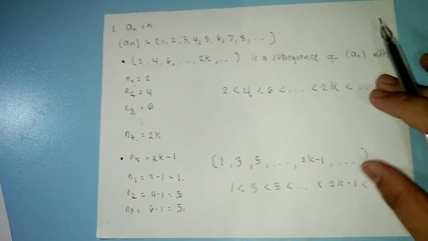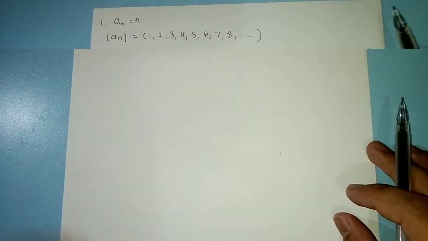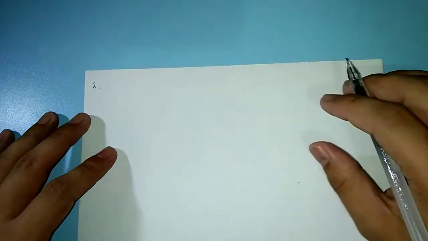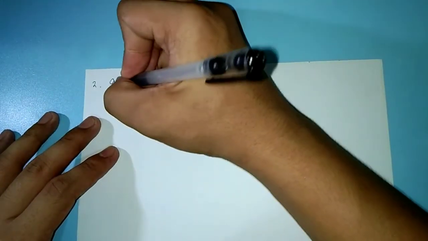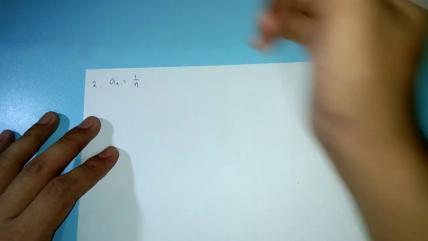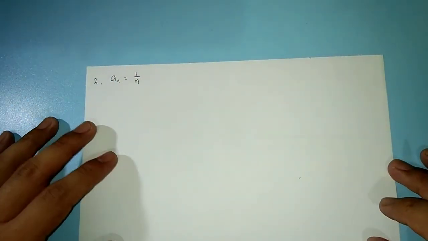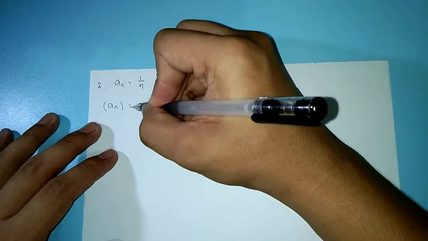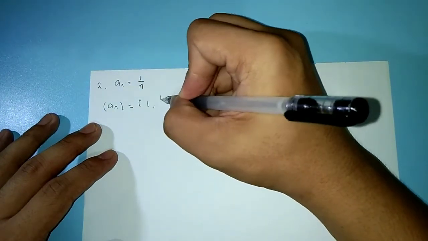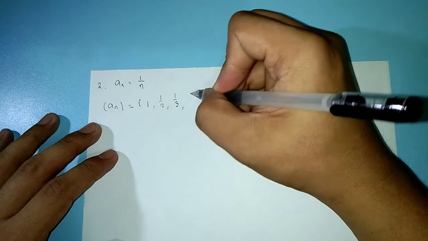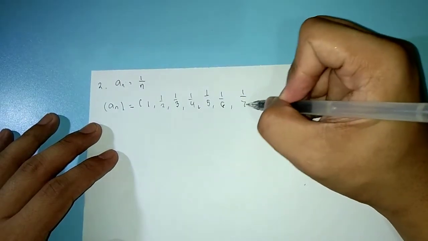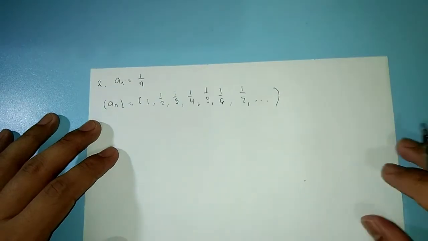So, another example tayo ng subsequence. Okay, so let's have number 2. So let's say we have a sub n is equal to 1 over n naman. Okay. So ano yung magiging sequence ng a sub n natin? That is 1, 1/2, 1/3, 1/4, 1/5, 1 over 6, 1 over 7, and so on.